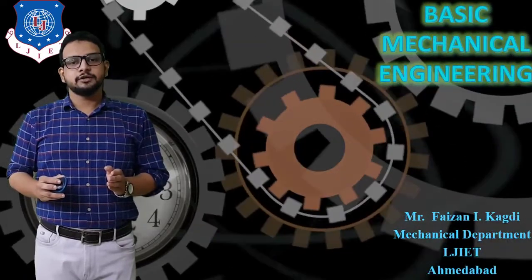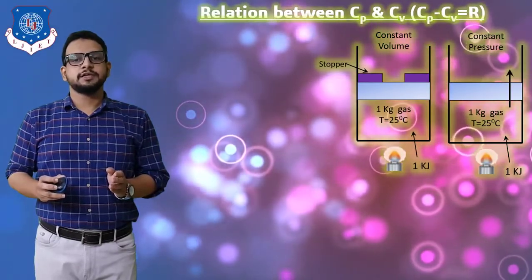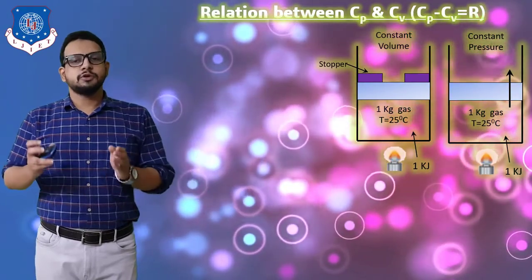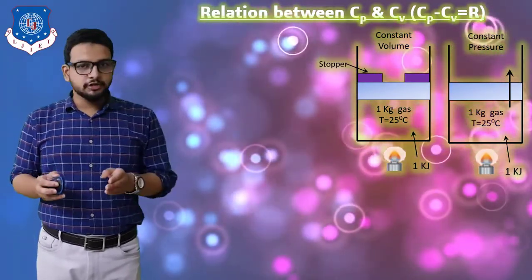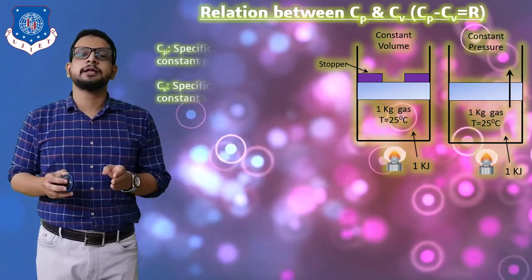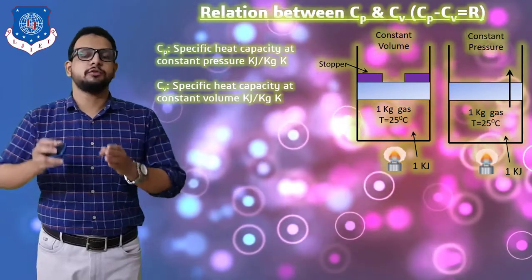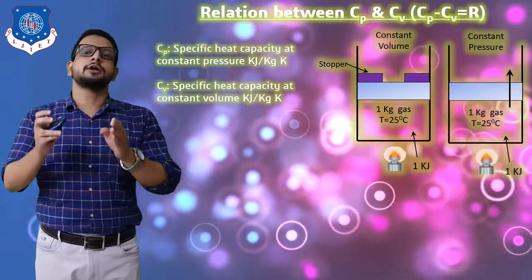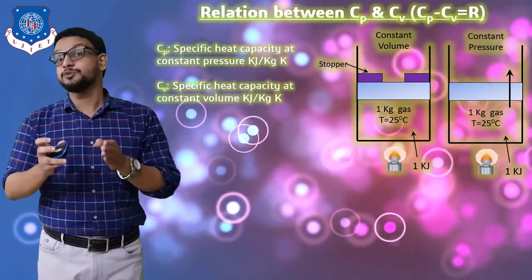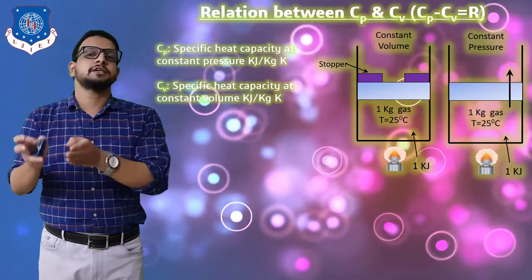So let's start with our topic, the relationship between Cp and Cv. Basically, we need to derive Cp minus Cv is equal to R. The first question that comes up is why a gas has two values of specific heat capacity, one at constant pressure and another at constant volume. First of all we need to understand this, and after understanding we will decide which value is greater, that is, whether Cp is greater or Cv is greater.